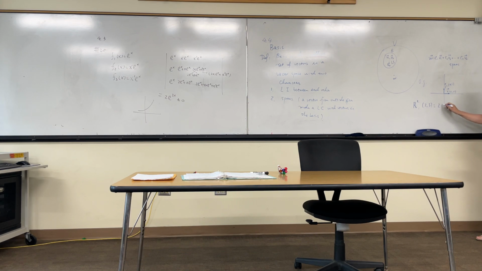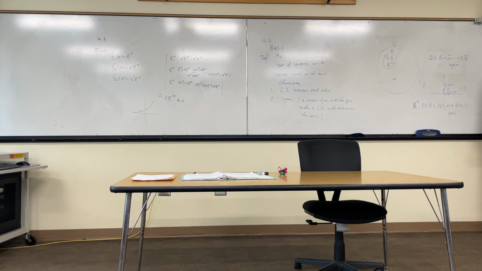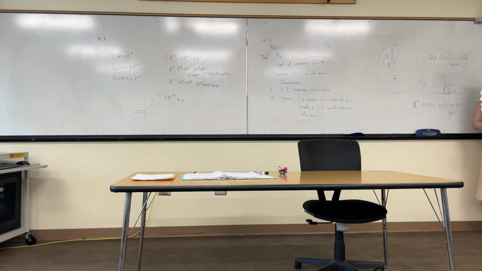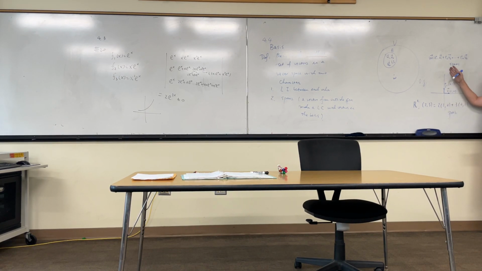This is equal to 2 times (1, 0), plus what? 3 times (0, 1). So it makes a linear combination, is that right? So this is linearly independent, okay? This is a span. That's why they can use these 2 vectors to make a coordinate system for 2 dimensions. That makes sense? Okay? So that's what it means, okay?